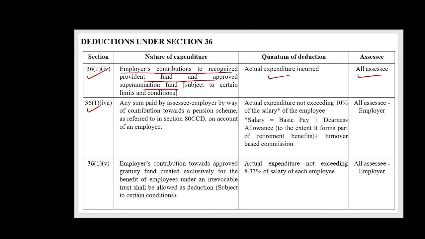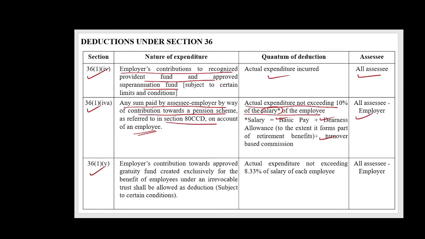Then section 36, subsection 1, clause (iva), any sum paid by an assessee employer by way of contribution towards a pension scheme as referred to in section 80CCD on account of an employee. Now the amount of deduction is actual expenditure not exceeding 10% of the salary of the employee. So what does salary mean for this? Salary includes basic pay, dearness allowance to the extent it forms a part of retirement benefits, and it also includes turnover based commission. Now this is available to all assessees who are employers.